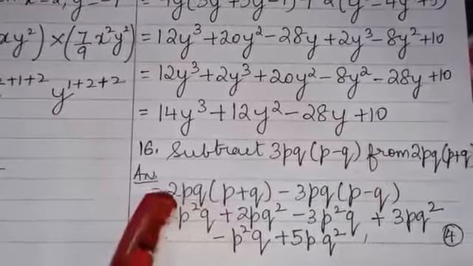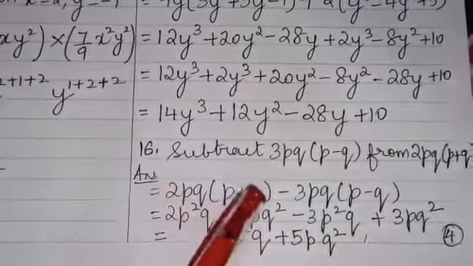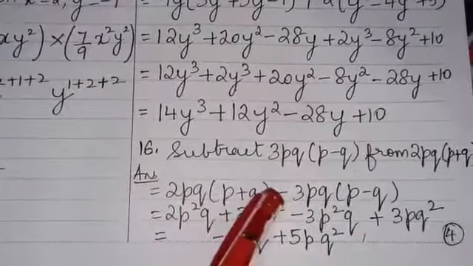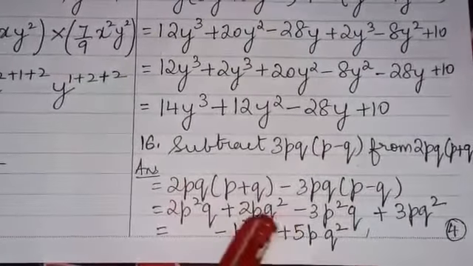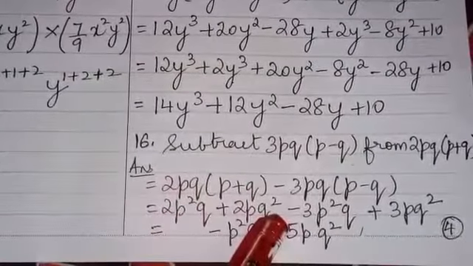And to multiply the signs, it's plus here. 2 has a plus sign before it, so plus into plus, plus. 2pq into q. So q into q is q square. So we have 2pq square.